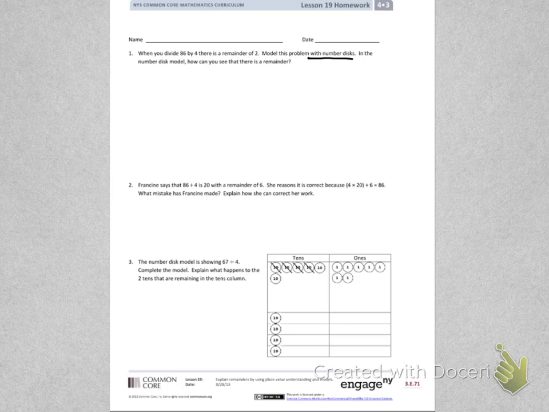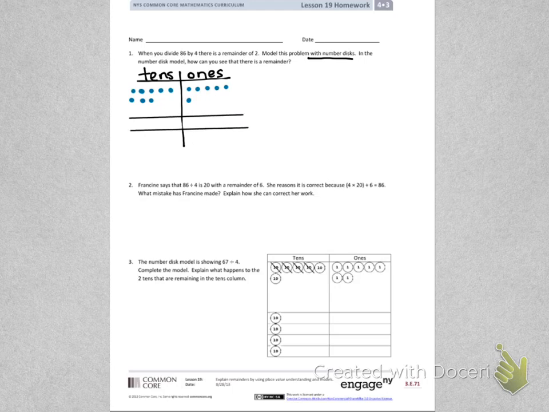We have the number 86. So I'm just going to go like this. We have tens and we have ones. For 86, that's 8 tens. 1, 2, 3, 4, 5, 6, 7, 8. And that's 6 ones. 1, 2, 3, 4, 5, 6. And they want us to divide it into 4 different groups. So I'm going to go ahead and make those 4 groups now.